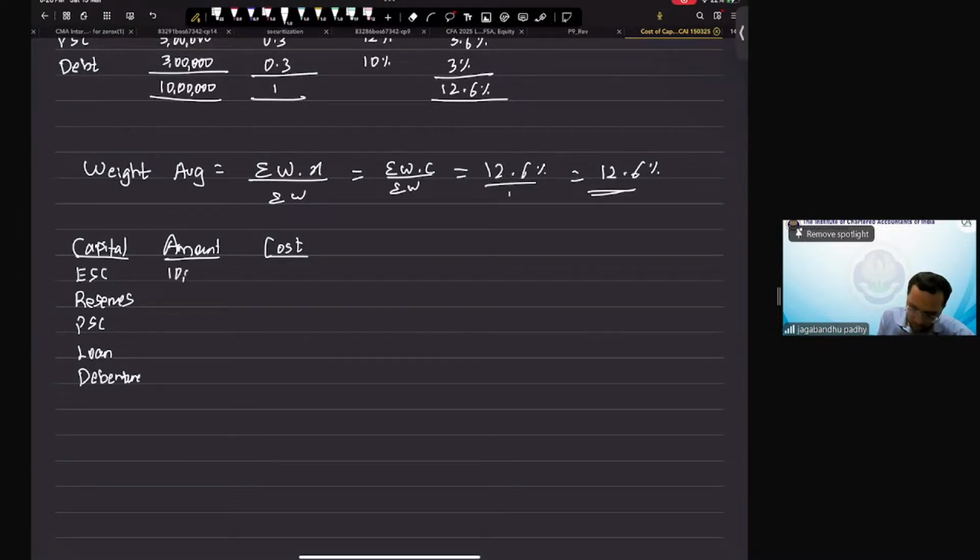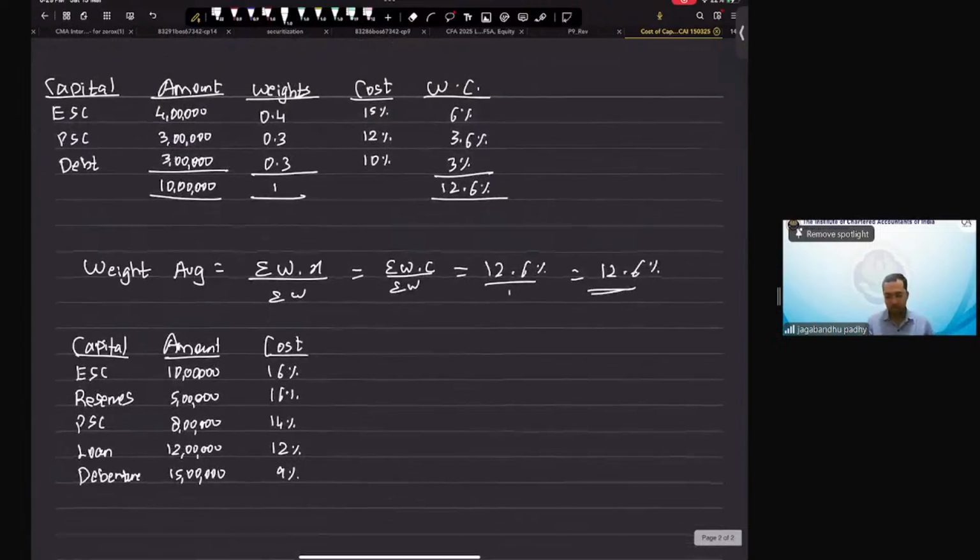Equity share capital amount is, let's say, 10 lakh. Reserves are 5 lakh. Preference share capital 8 lakhs. Loan is for 12 lakh. And we have debentures of 15 lakh outstanding. Cost is 16%, 16%, preference share capital 14%, loan is 12%, and debentures are at 9%.